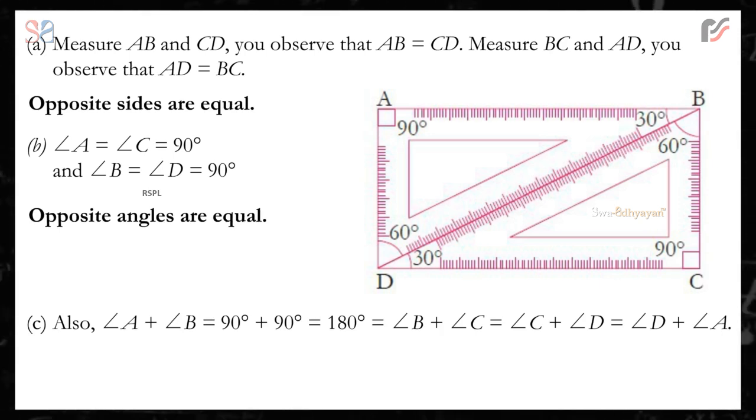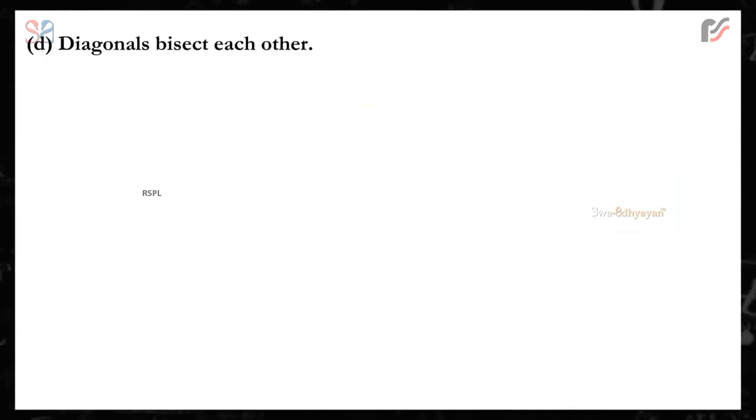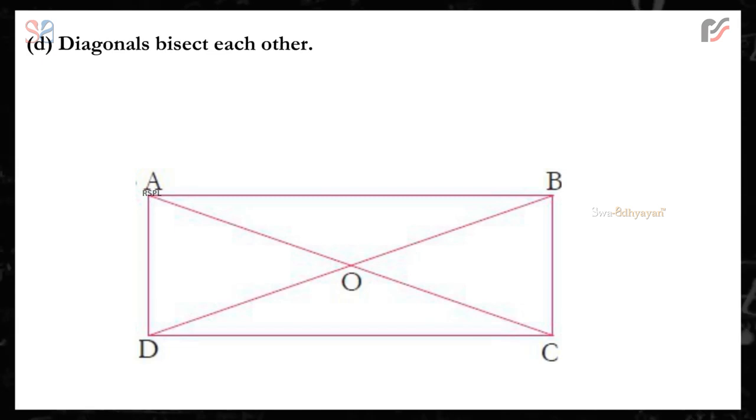C. Also, angle A plus angle B is equal to 90° plus 90° is equal to 180°, which is equal to angle B plus angle C, equal to angle C plus angle D, and equal to angle D plus angle A. Adjacent angles are supplementary. D. Diagonals bisect each other. Diagonals of a rectangle are equal.